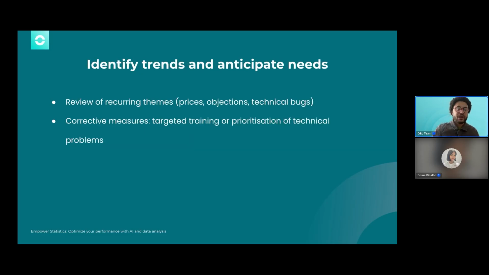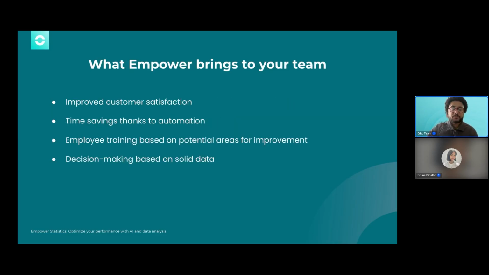Empower will also help you to identify trends and anticipate needs by reviewing the recurring themes such as prices, objections, technical bugs, and we also advise you to apply corrective measures such as targeted training with your team members or prioritization of technical problems. So this is our last slide.